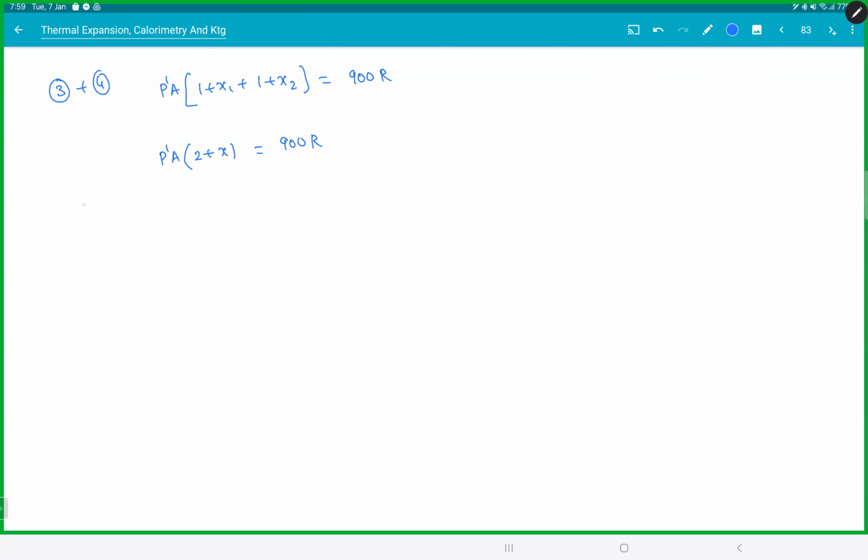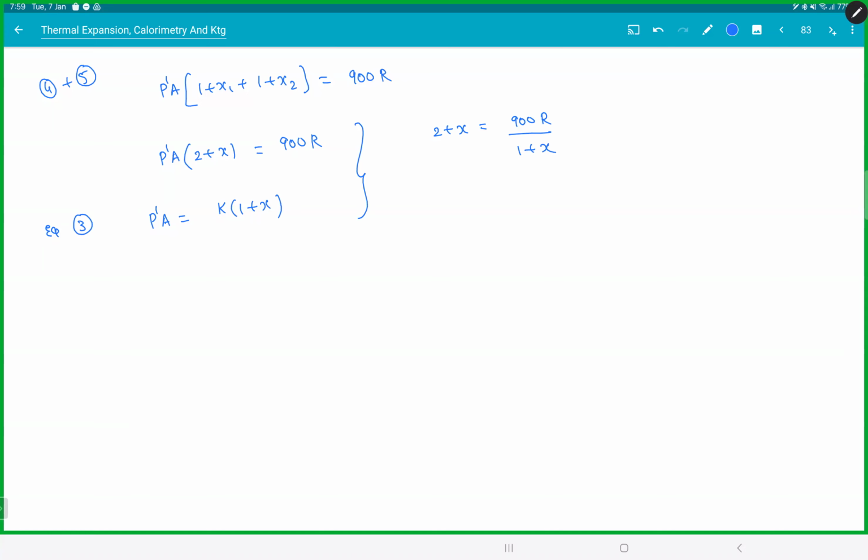So divide this by equation 3. What is the equation? Equation 4 plus 5. If you look at equation 3, that was P dash A is equal to K into 1 plus X. So if I divide these two, I'll get 2 plus X is equal to 900 R by K into 1 plus X.